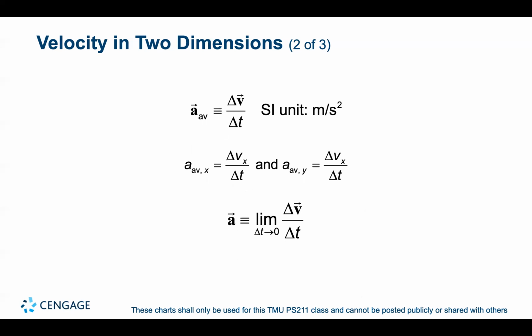And then moving on, an object's average acceleration during a time interval delta t is the change in the velocity, delta v, divided by delta t. Average acceleration has components given by the equation shown, where v_x and v_y are the x and y components of the velocity vector.